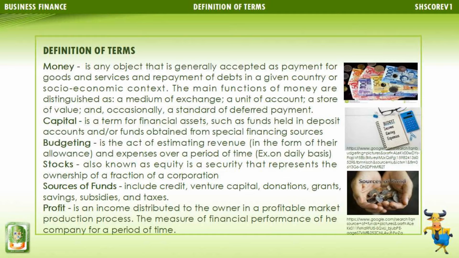Budgeting is the act of estimating revenue and expenses over a period of time. Stocks, also known as equity, is a security that represents the ownership of a fraction of a corporation. Sources of funds includes credit, venture capital, donations, grants, savings, subsidies, and taxes.